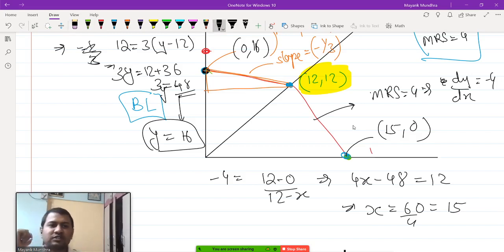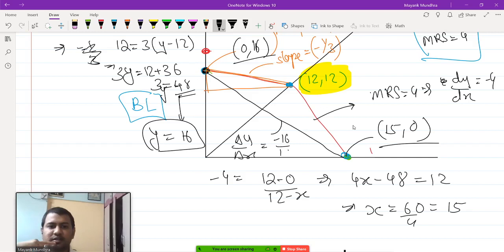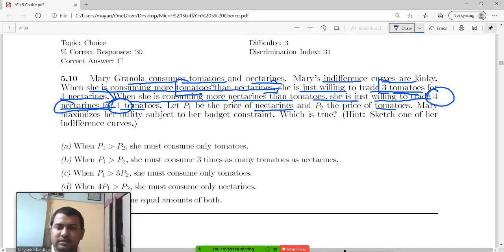Okay, so this is 15 comma 0, this is 0 comma 16. If I want to find the slope of this segment, the slope should be delta y by delta x, which is equal to minus 16 upon 15. So anything flatter than this should be only x intercept. Anything steeper than this should be only y intercept. So minus 16 by 15.